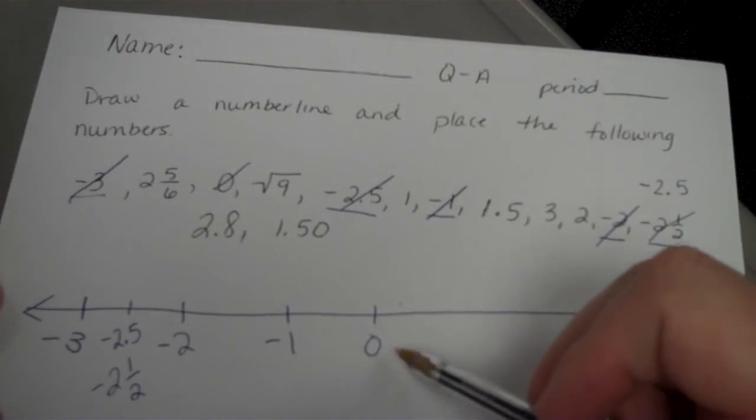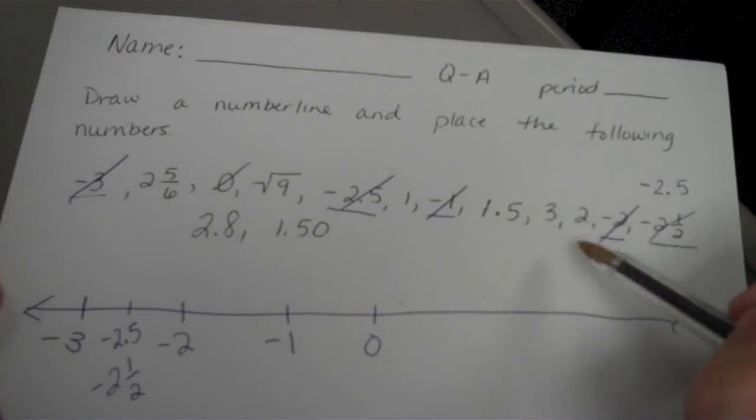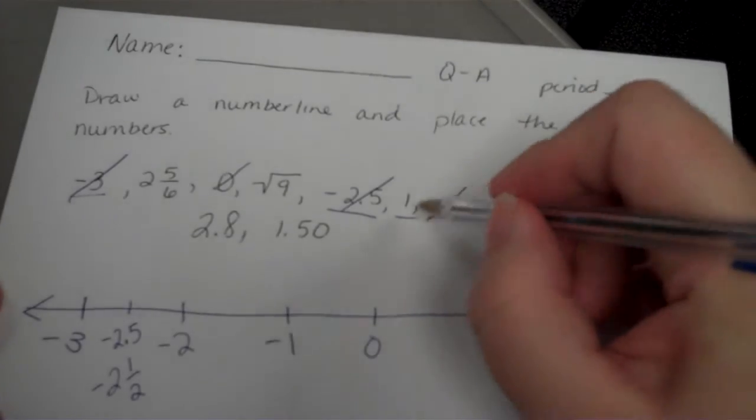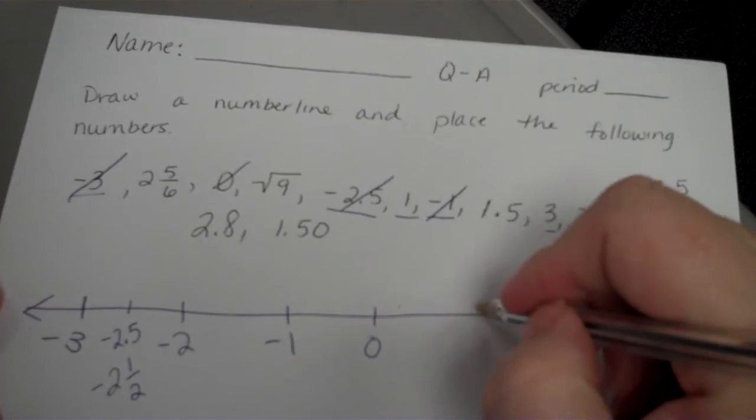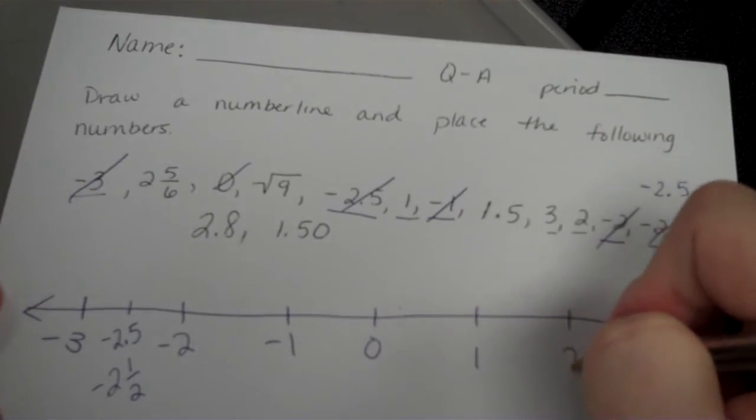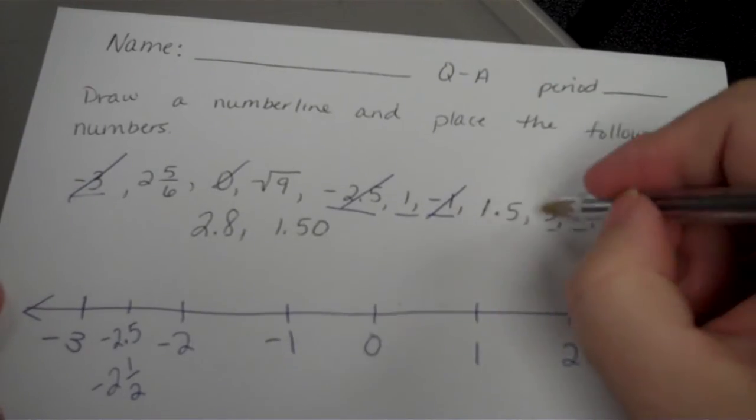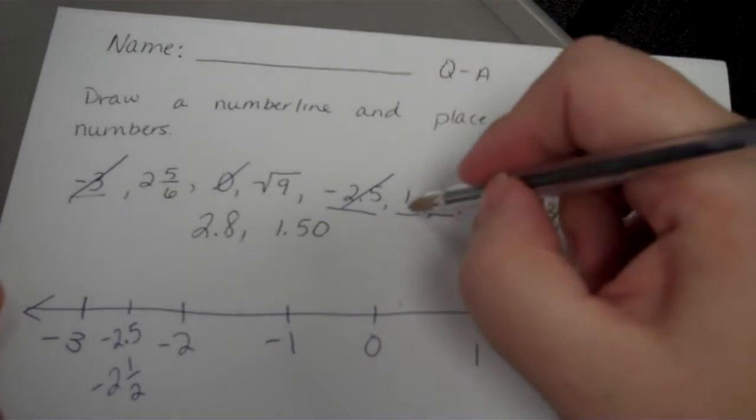All right, so I'm going to continue on the other side. I have 0. I need to put in a +1, +2, and +3. So +1, +2, +3. I'm going to cross those out.